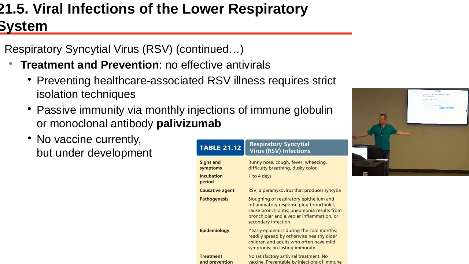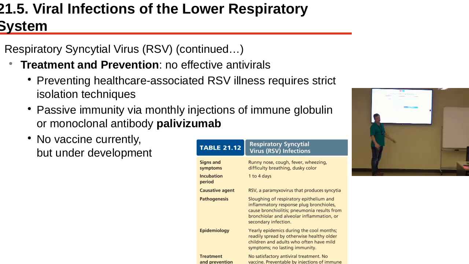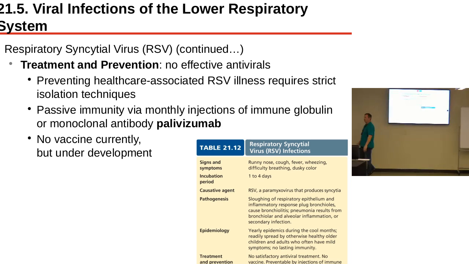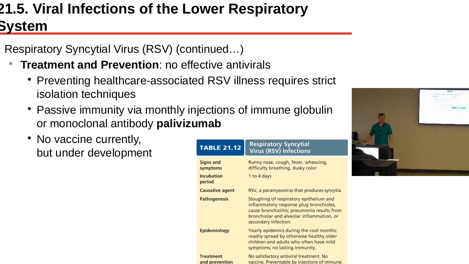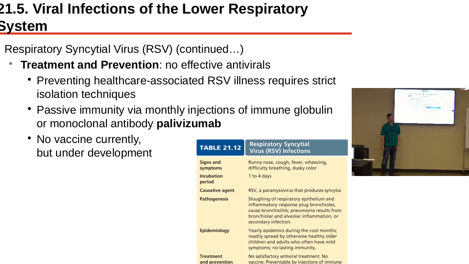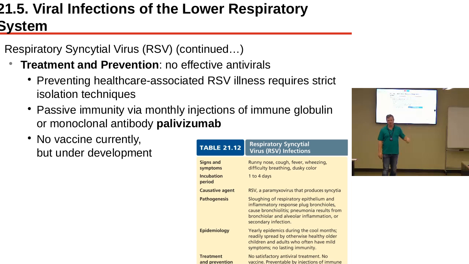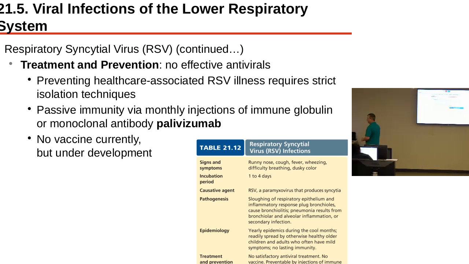Treatment and prevention, nothing we can do except for trying to do palliative care, but we do have a monoclonal antibody that seems to be somewhat helpful, giving some sort of immunity to people. But again, not really all that great. It would be for somebody that tends to get RSV quite a bit. There is an opportunity here to help try to minimize that, but it's not something we're going to give out to everybody. It's just going to be for those special circumstances.